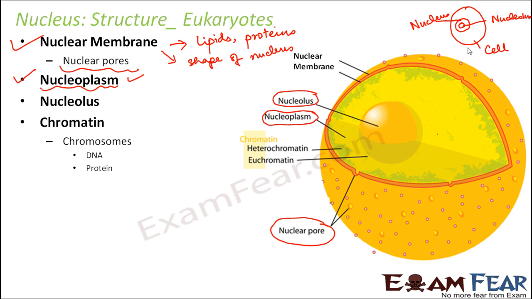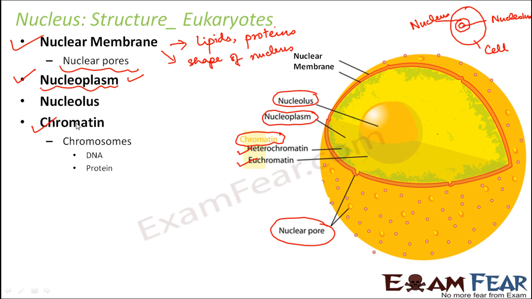Next important part is chromatin. So what are chromatin? So here you can see chromatin, which are of two types, heterochromatin and euchromatin. So these are nothing but thread-like structures which are present in the nucleoplasm. So these thread-like structures are very, very important, because these thread-like structures called chromatin will later become chromosome, and these chromosomes play a very important role during cell division.